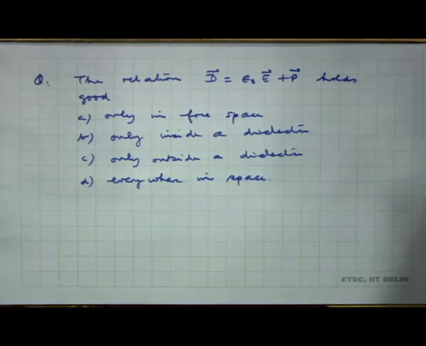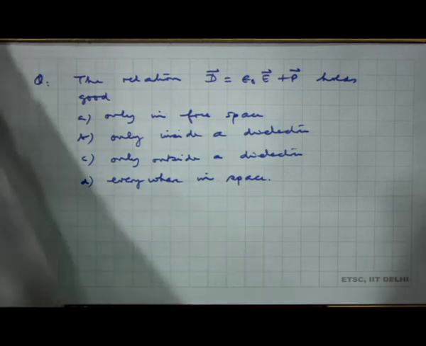So, we had introduced this equation relating electric field and polarization to displacement vector D vector, and the question is whether this equation is valid everywhere or only in certain regions. So, please think over this and try to analyze this problem and try to understand where this particular relationship will be valid.